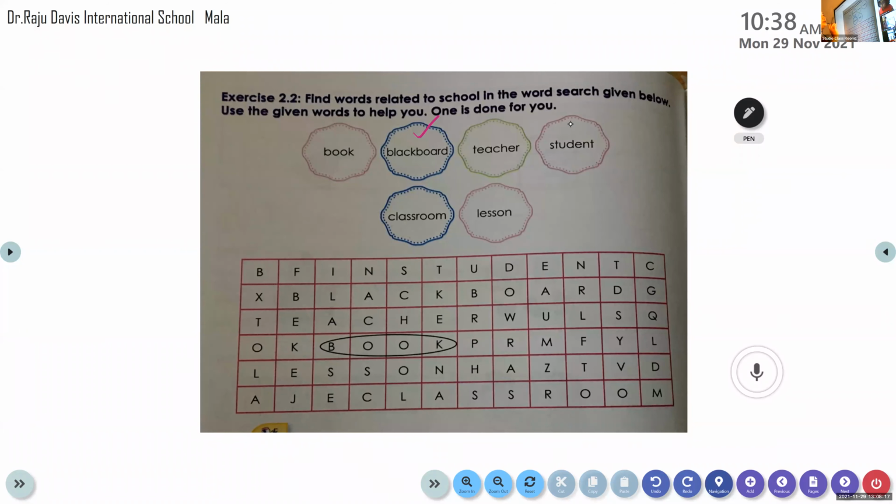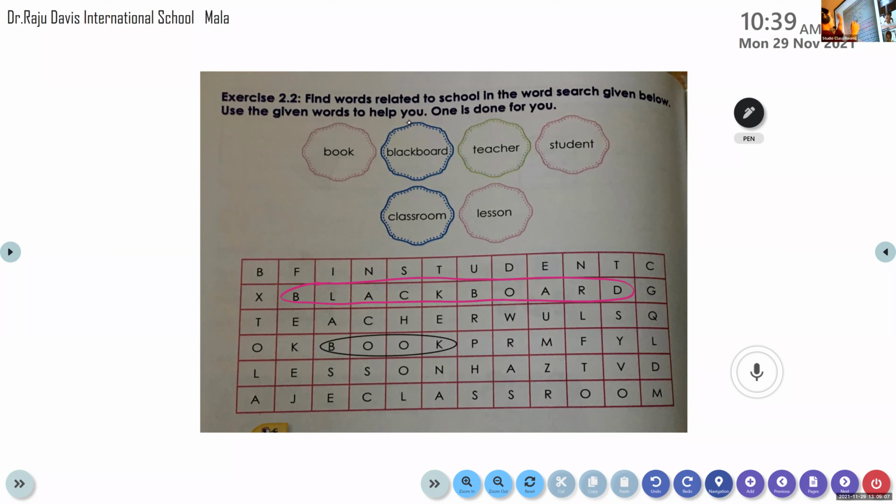All of you are requested to do it on your own. Try to find out the word. Yes, very good. The word blackboard is shown here in the second row. Did everybody find it? See, I have encircled that word. The first letter of the word is B and the last letter is D. Did everybody get it? Okay, thank you, Adon.